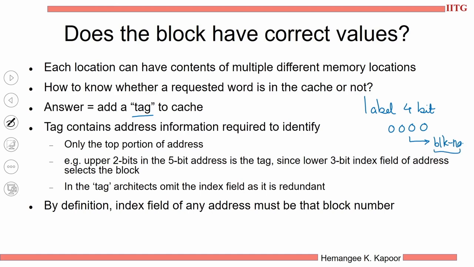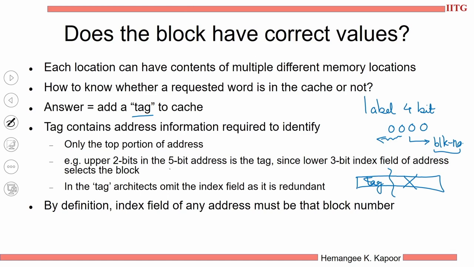So the block number is decided by some part of the address, which will always map to some block. Hence, the part of the address which is not part of the block number is what I am interested in. So I need not keep a label which is this long. The address could be that long, so this information is redundant. We can remove that information, and only a part of that big address I will store as the label, which is called the tag. So we'll do examples to understand how to derive this.